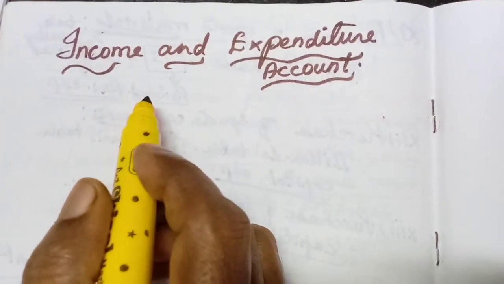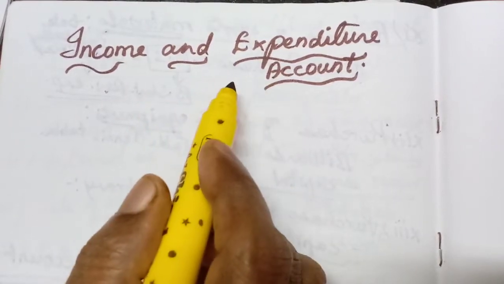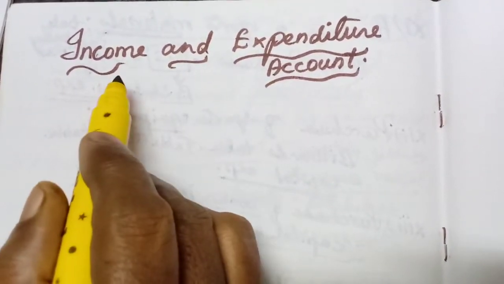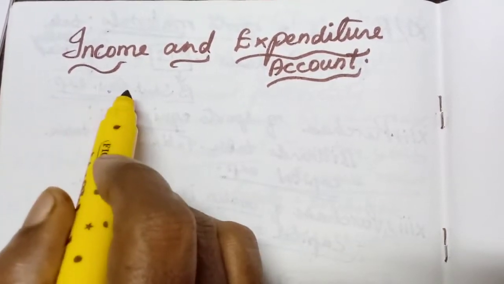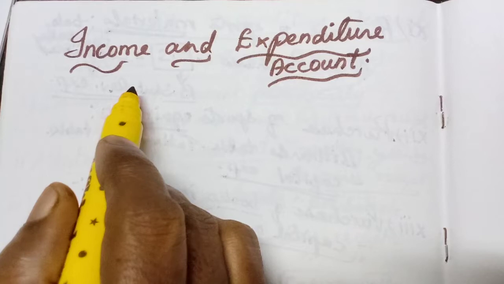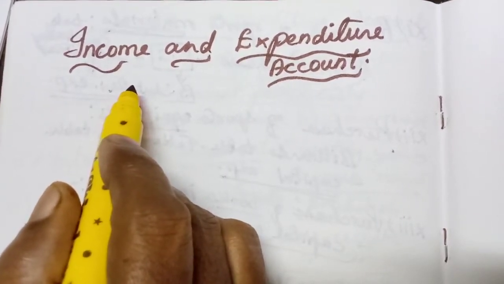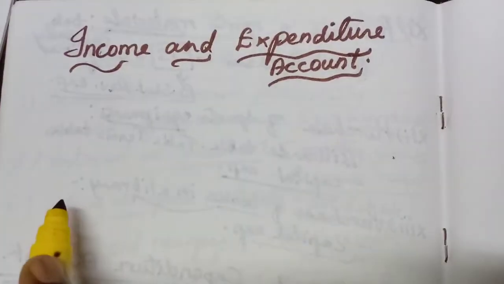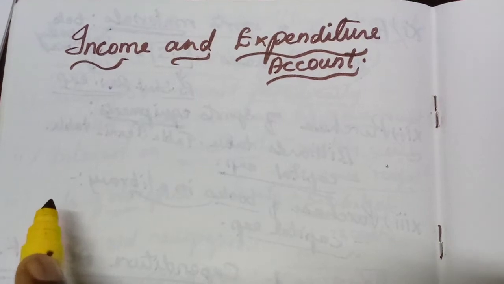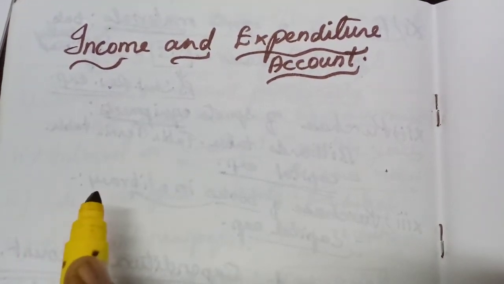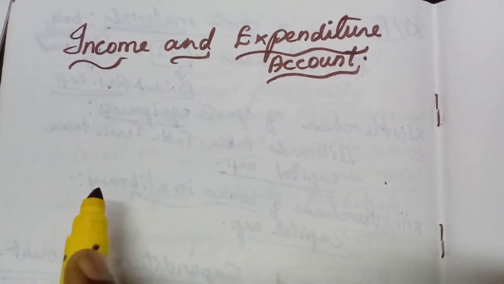Good morning, students. Today we are going to learn the income and expenditure account in a not-for-profit organization. We have studied before the receipts and payments account, how to prepare it. We know it is an account, so we have to use two pages. On the left hand side we will enter all the receipts, and on the right hand side we will enter all the payments of the concern.